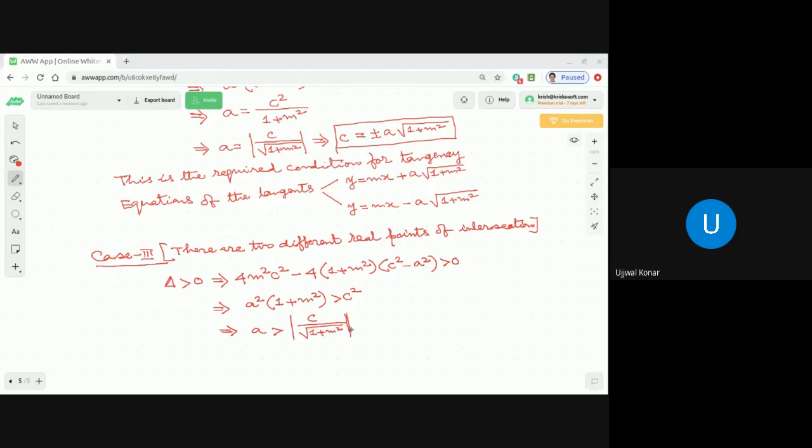Correct? So then we can say that if we have this condition, the straight line is going to have two distinct points of intersection. I hope it is well understood what the different conditions are with which we can conclude whether the straight line is not touching, or is touching, or is intersecting the circle. Okay.